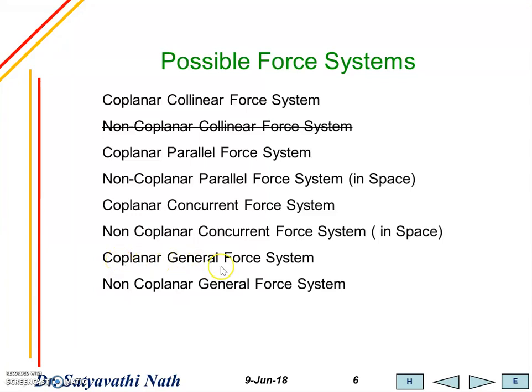Then coplanar general force system. Non-concurrent force system is also called as general force system. And if all those non-concurrent forces are acting in the same plane, then we can call it as coplanar general force system. And if they are non-concurrent and they are not acting in a single plane, then we can call that force system as non-coplanar non-concurrent force system or non-coplanar general force system.